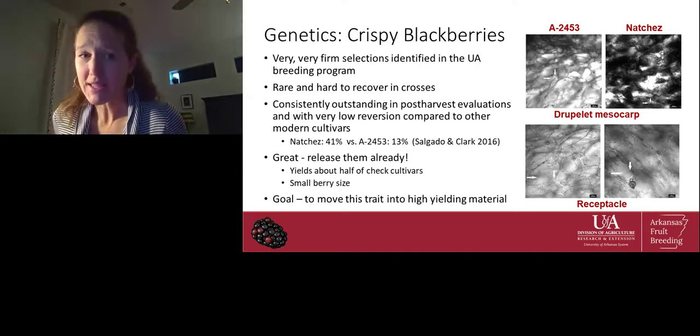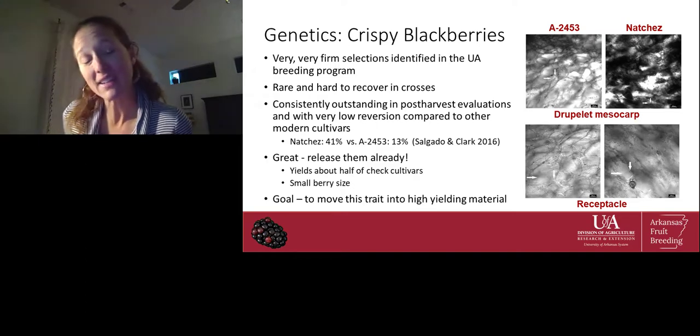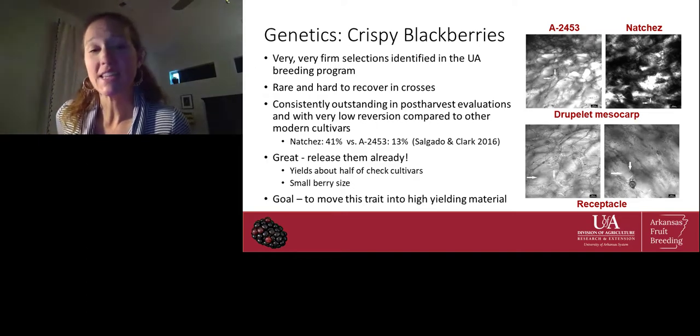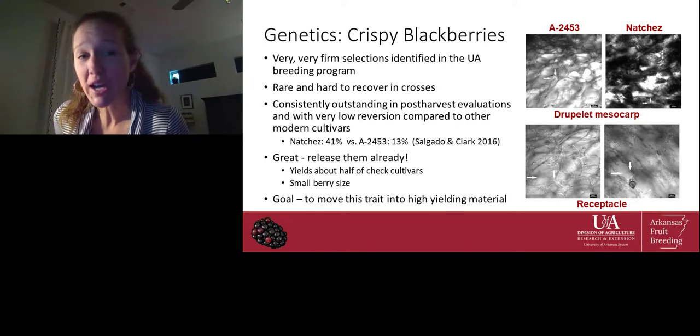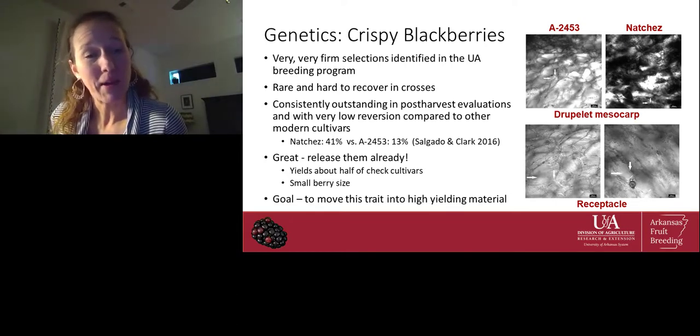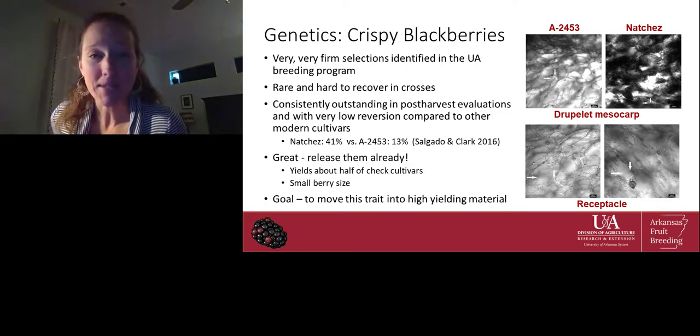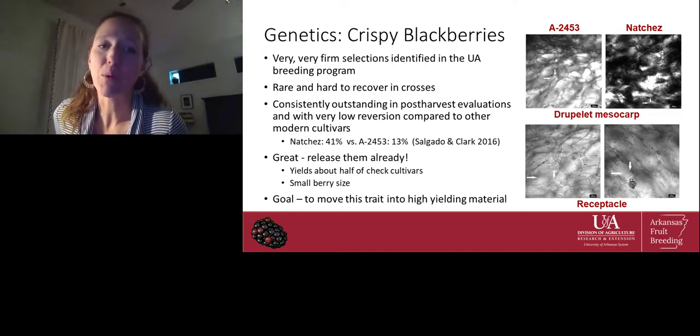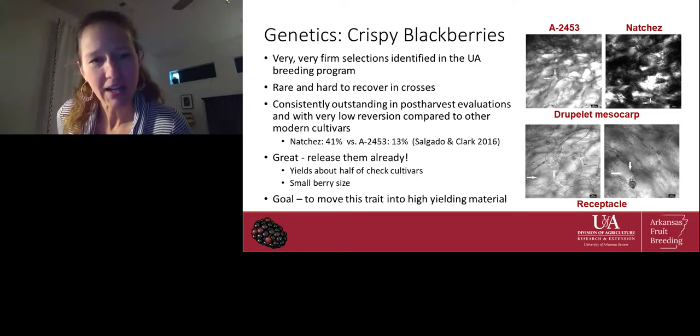So they're pretty exciting, and you may think, great, all right, release these already. But we have had some issues. I don't think it's anything specific to this trait. It's unrelated. It's just that we happen to have yields that are about half of our check cultivars and small berry size as problems in these 2 advanced selections. So we're not sure that these are suitable for public release at this moment, but we are trying to move this exciting trait into our other high yielding, great tasting material to get this out to growers.